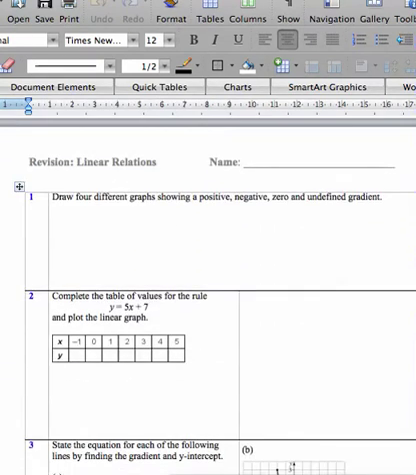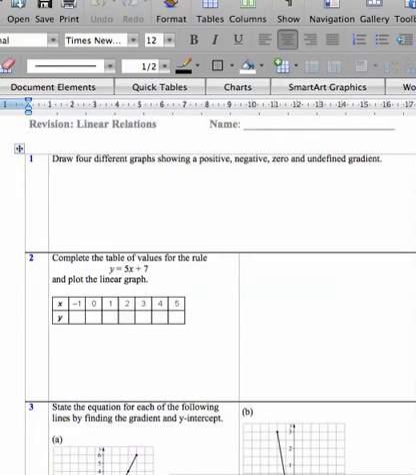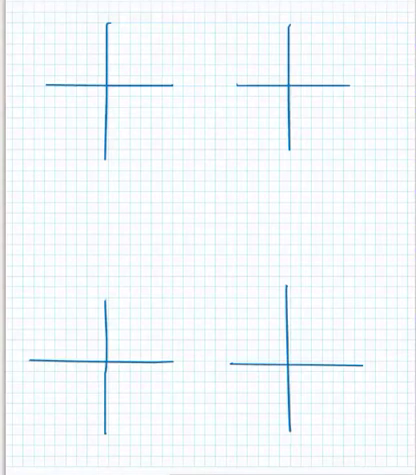So we'll start off with question 1, which asks us to draw 4 different graphs showing a positive, negative, zero, and undefined gradient. Now I've done my best to draw straight graphs or straight lines. It's a bit hard using the writing pad. So we're going to first draw the first type of graph, and that is one with a positive gradient.